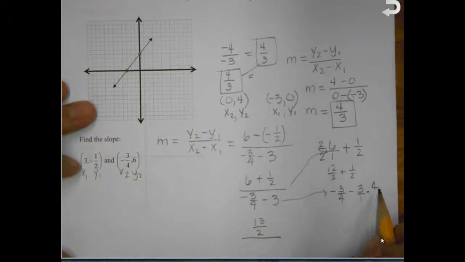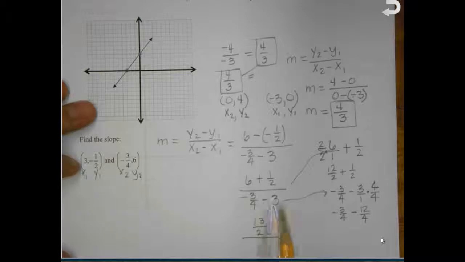And since it has a 1, I know I need to multiply by 4 over 4. So I'll have -3/4 minus 12/4. And I can double check, 12 divided by 4 is indeed 3, so this is an equivalent fraction. And then I have -3 minus 12, so -15/4.